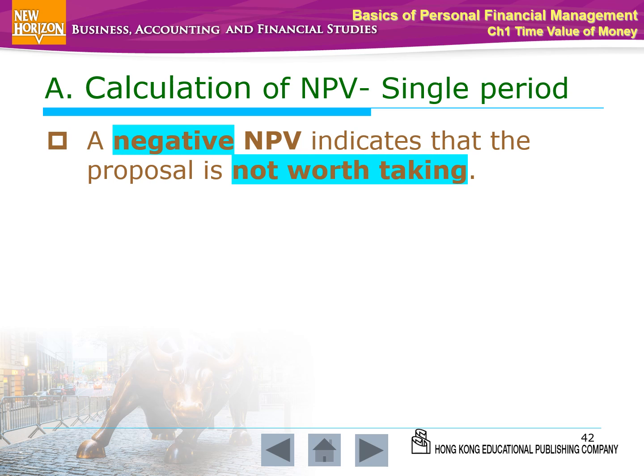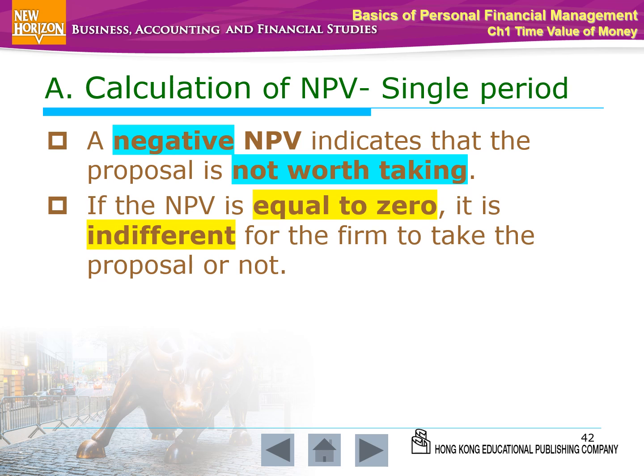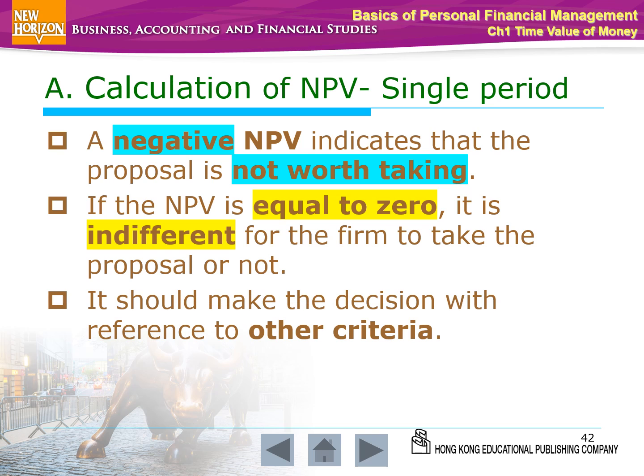You have been told that a negative NPV indicates that the proposal is not worth taking. If the net present value is equal to 0, it means it is indifferent for the firm to take the proposal or not. Indifferent means no benefit or no loss. You should make a decision with reference to other criteria. Don't just look at the figures. In real cases, we should look at a lot of factors other than the net present value.